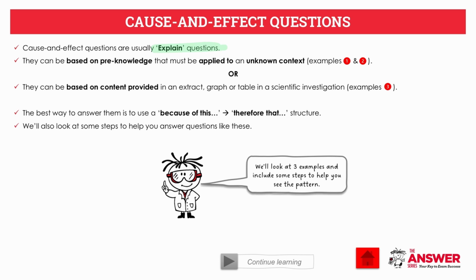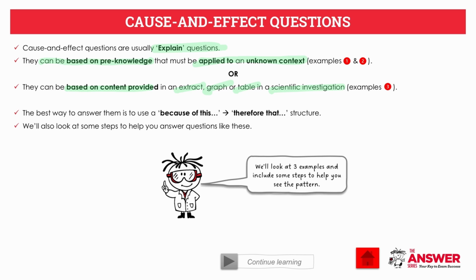These types of questions can either be based on pre-knowledge that you need to apply to an unknown context, similar to what we just looked at, and we've given you 2 examples of that we'll work through, or it can be based on content that's been provided in an extract, a graph, a table, or a scientific investigation, and you still need to apply your knowledge to that content as well.